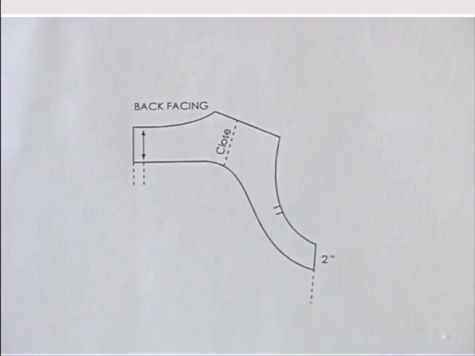Trace the back facing, close and secure the shoulder dart. To modify the facing, see Chapter 16. Retrace for seam allowance. Touch the pause button, complete the pattern, and when finished, push play to continue.